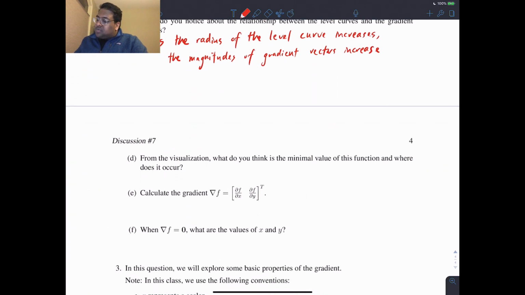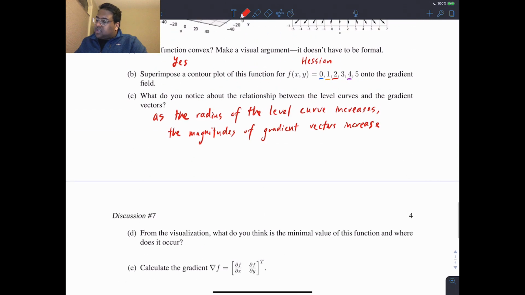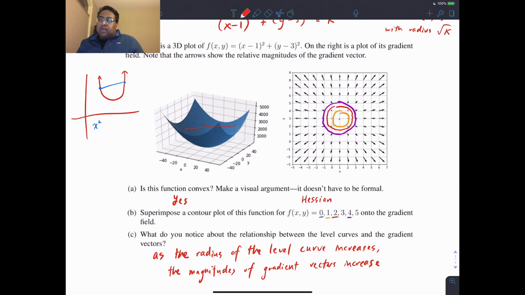Part D, from the visualization, what do you think is the minimal value of this function and where does it occur? Looking at the plot on the left, it should be pretty clear that there's only a single minimum value of this function. It's not like it decreases towards infinity, like a plot that looks like this. This function I just drew, sure, it has a local minimum, but it has no global minimum, because it decreases downwards forever and ever. Our function f, though, has a single local minimum, which happens to be the global minimum, because the function opens up.